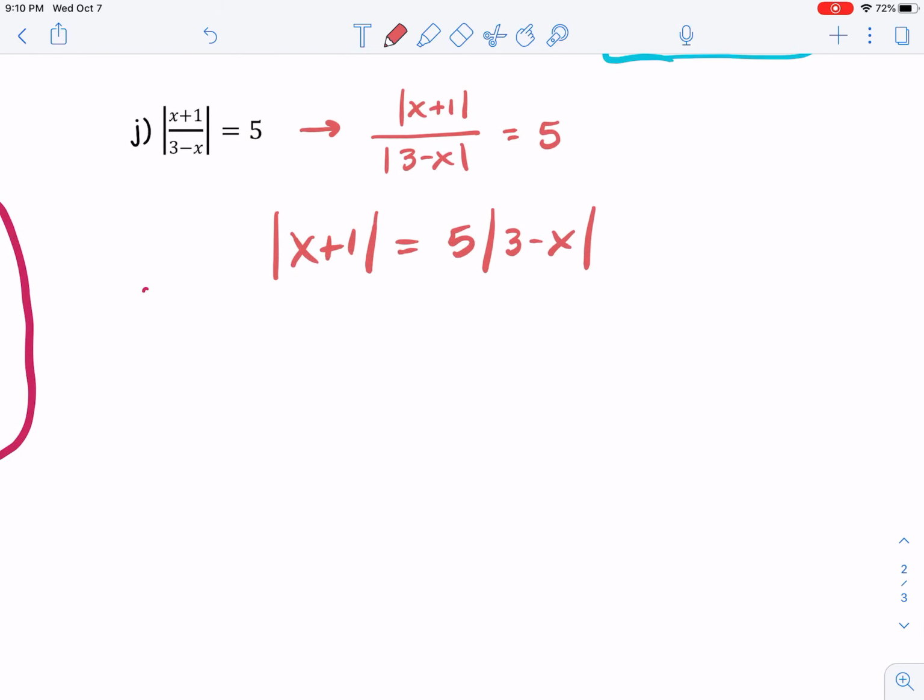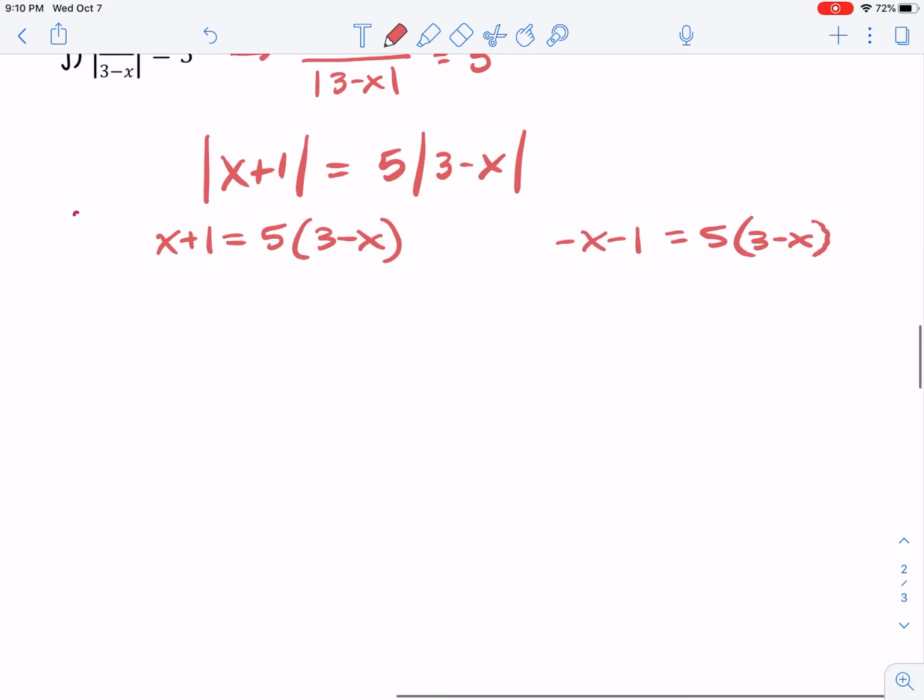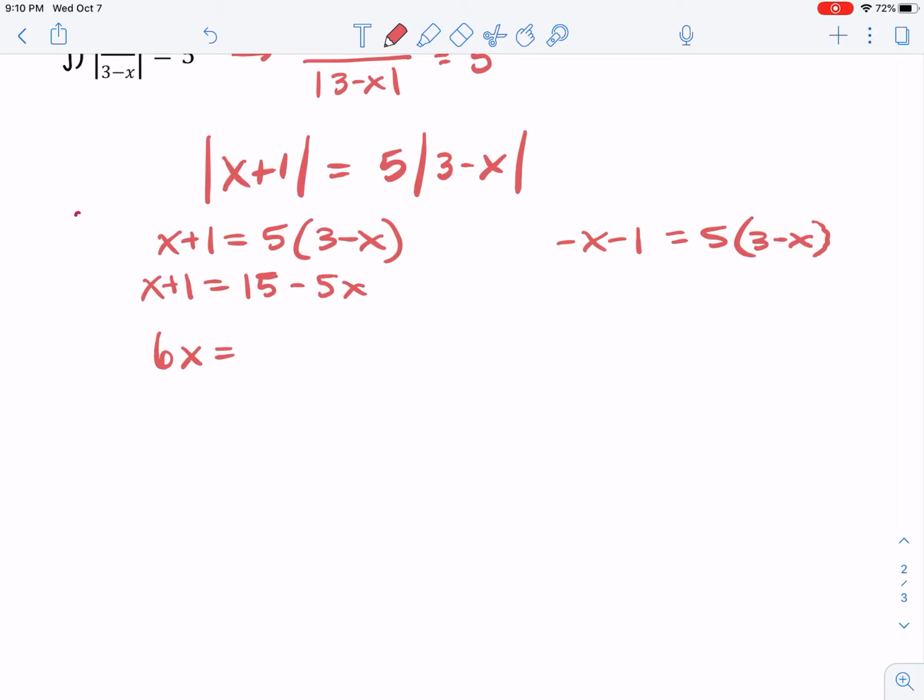Okay, so then I could do my positive, and then I could do my negative, positive, or my positive, negative. And then I solve. So over here, I'm getting x plus 1 equals 15 minus 5x. Solving, I would get 6x equaling 14. So then that would be 14 over 6, which reduces to 7 over 3.